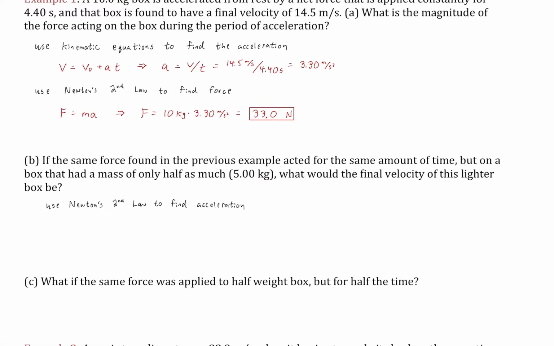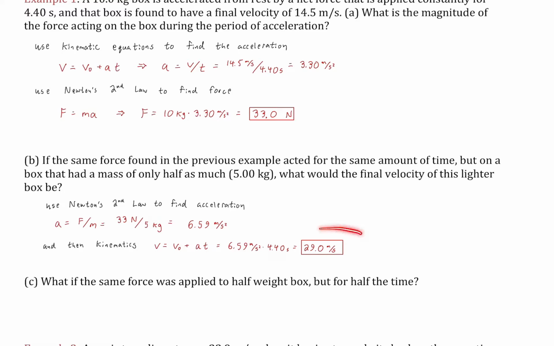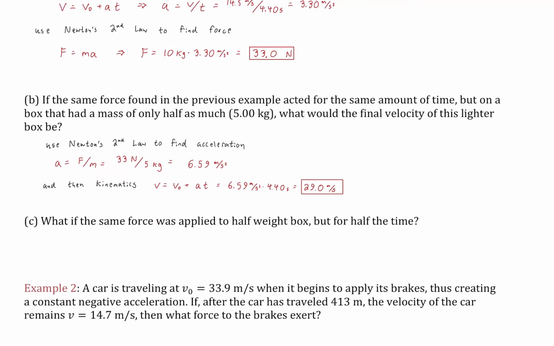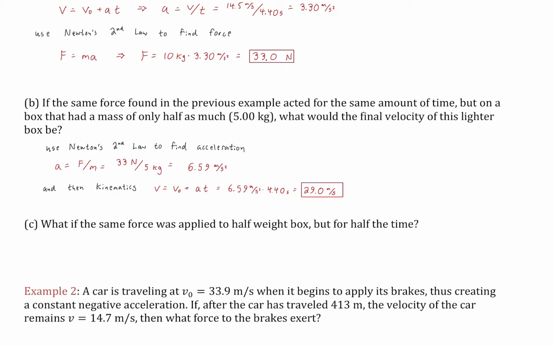Let's see. Use Newton's law to find the acceleration, because we're working backwards this time, starting with a known 33 newtons. Using the 33 newtons but dividing by the smaller mass, we get a larger acceleration. Then use kinematics. See how we're just simply going backwards. We take our larger acceleration and multiply by the same time: 29 meters per second. Sure enough, twice as fast, because this object is half as sluggish. That was the term for sluggishness of matter, right?